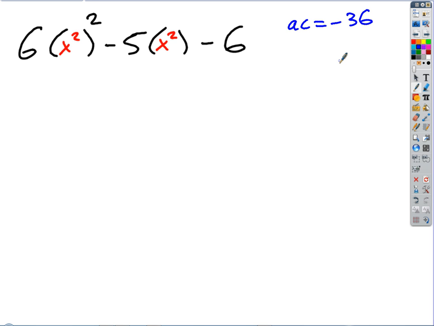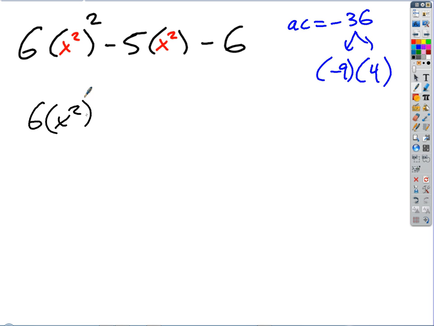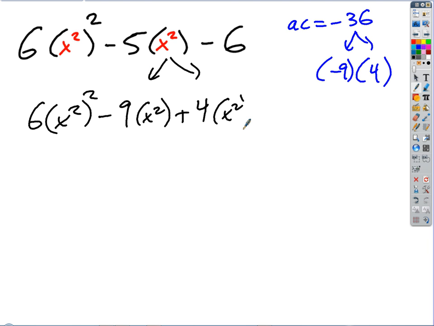They would multiply to negative 36. Negative 9, positive 4. Very good. So I can split this up into negative 9, positive 4. That's how I'm going to split B. And so I would end up splitting this thing up into 6x squared minus 9x squared plus, I'm going to split that b term up, remember this stuff, plus 4x squared minus 6.